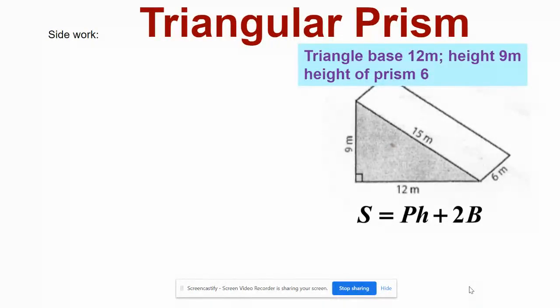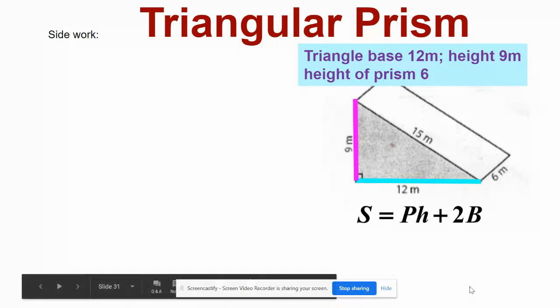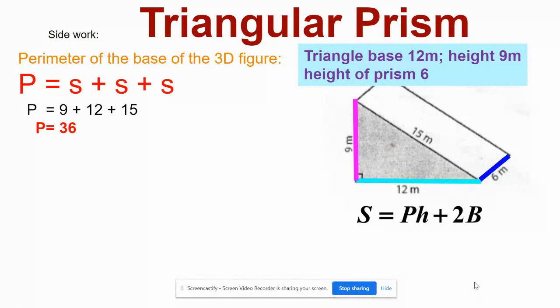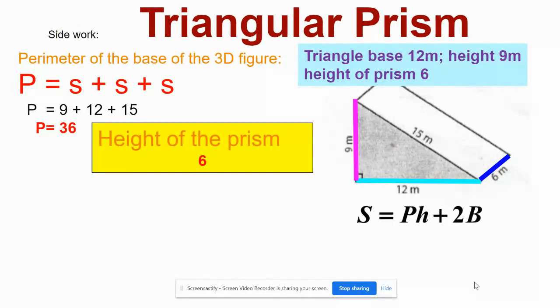Looking at the triangle base, the base is 12 meters. The height of the triangle is 9 meters, and the height of the prism is 6 meters. Let's do our side work. For our perimeter of the base, we're going to add 9 plus 12 plus 15. We get 36 for the perimeter. The height we've stated is 6 meters.